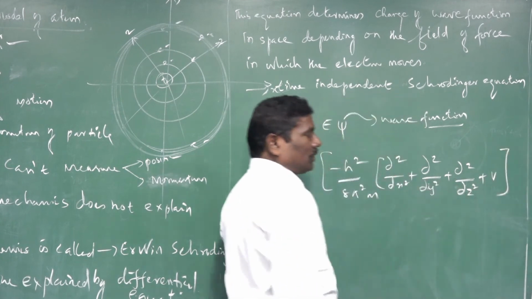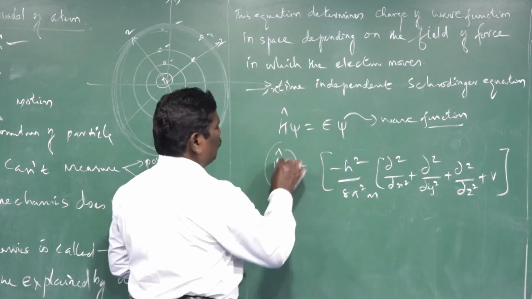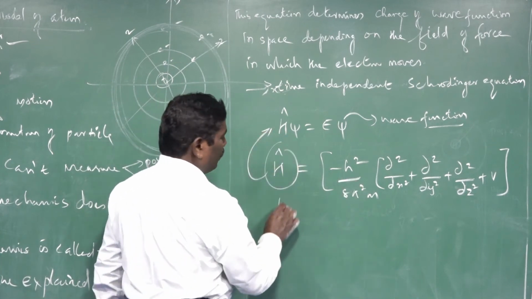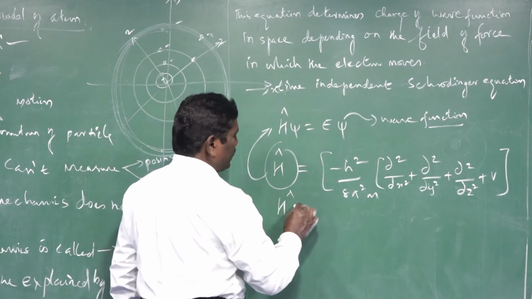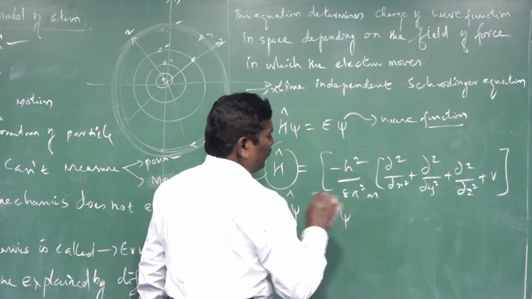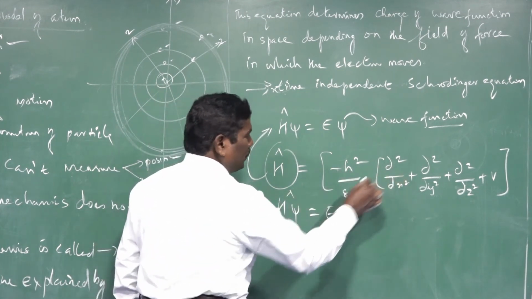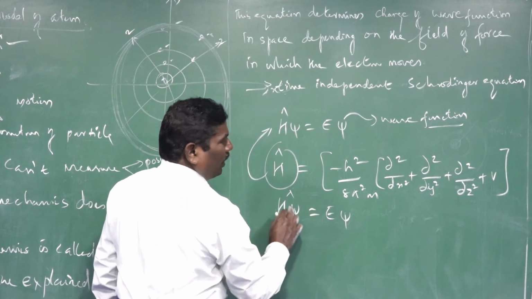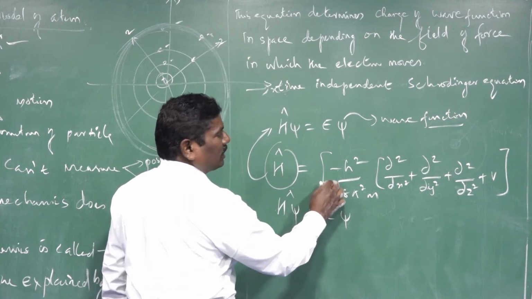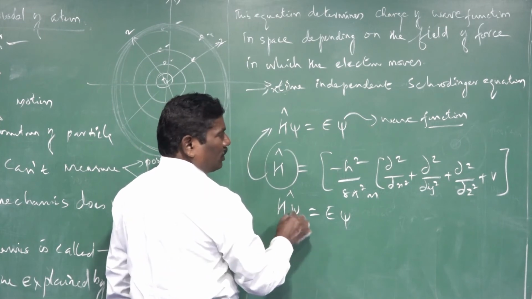This is a derived value, and this H value you have to substitute in the main equation, that you know: H cap psi is equal to E psi. Now what is the value of H? You have to substitute this value. There is a point you should understand here in this Schrodinger wave equation.